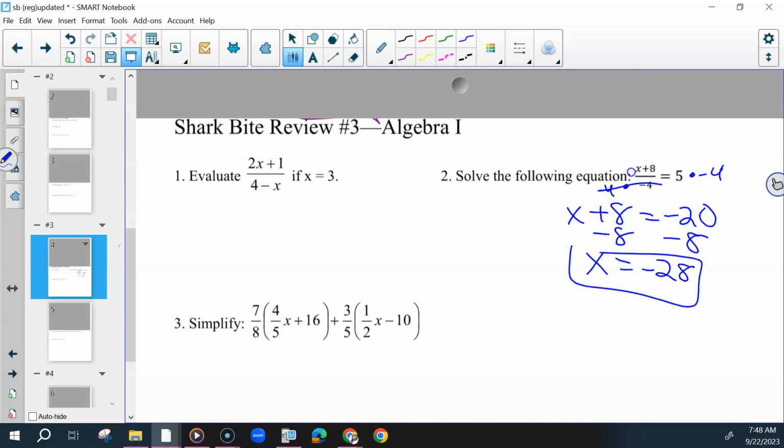And so what did you do to the negative 4? Multiplied it on both sides. Remember that you can be checking your answers in Desmos or in your calculator. So if we put negative 28 back in here, that would be negative 20. Negative 20 over negative 4 is positive 5, so that works.